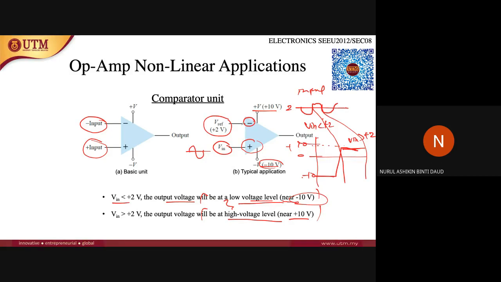If it is the opposite, it will be the other way around. It will switch. So if the input signal is at the inverting input, where here is positive and here is negative, and V in is lesser than 2 volts, the output will be near positive 10 volts. If V in is bigger than 2 volts, the output voltage will be near minus 10 volts. So be careful. You have to look at where the input signal is.